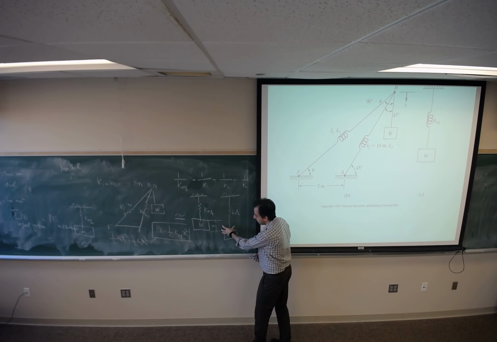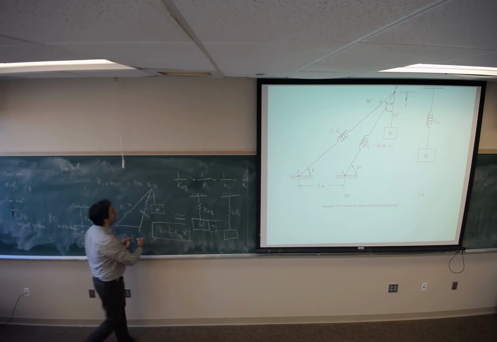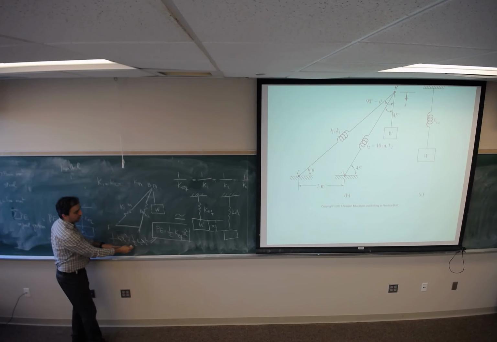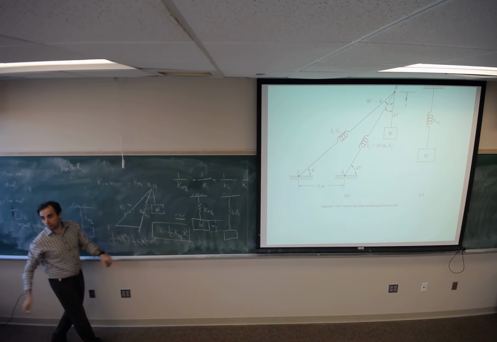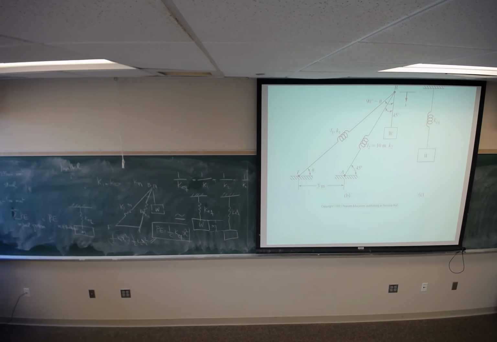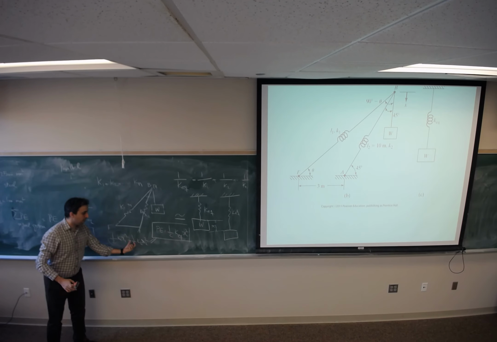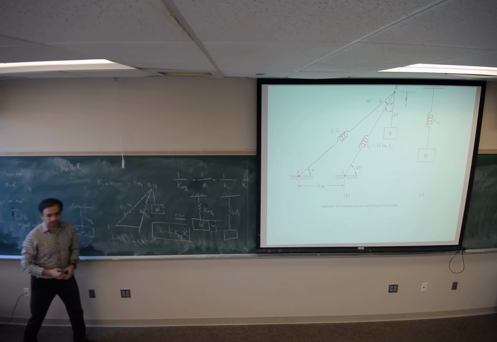Now this is going to be equal to the potential energy of the original system, which is x1 compression in this spring, half of k1 x1 squared, plus half of k2 x2 squared. This is what we are going to do. The next step is finding K1, finding x1, finding K2, and finding x2.